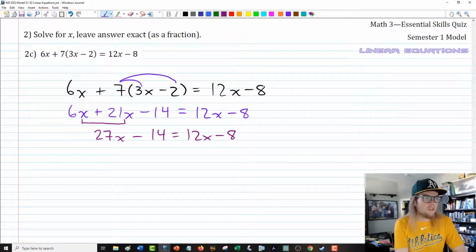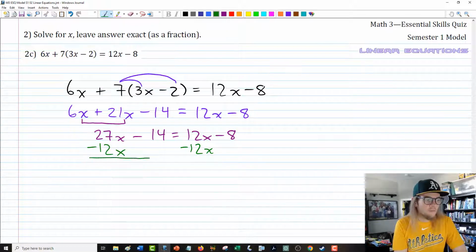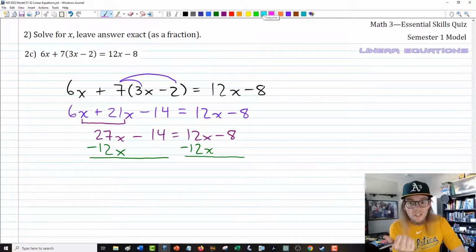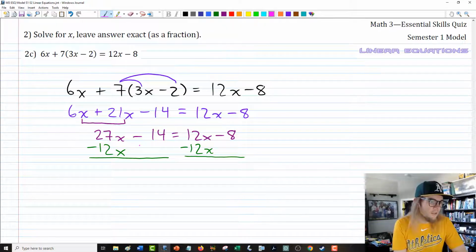But at this point, we can start to move some stuff around and start to combine like terms. Just like before, I want to keep everything positive, so I'm going to move negative 12x over by subtracting it from both sides. I'll draw my little line there as well. Now, likewise, just like we did on one of those earlier problems, if we want to get all the x's on the left side, we should get all the constants, or the numbers, the integers in this case, over to the other side. So I'm going to do exactly that. I'm going to add 14 to both sides.